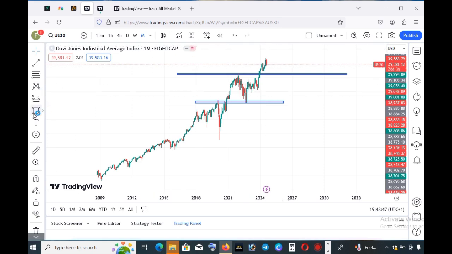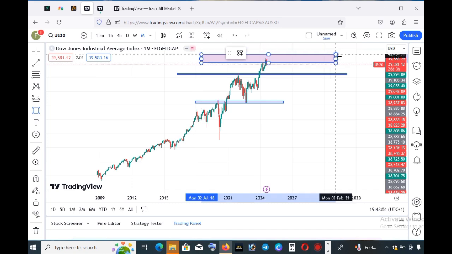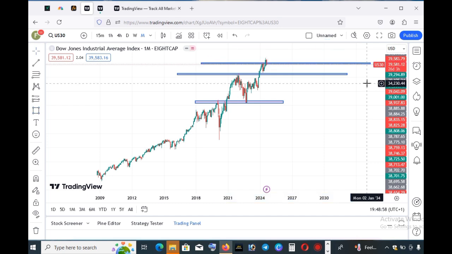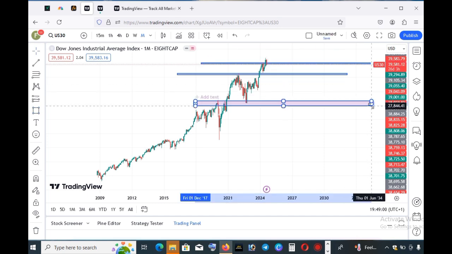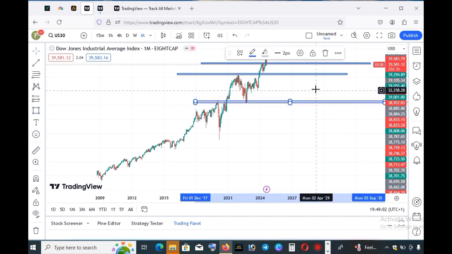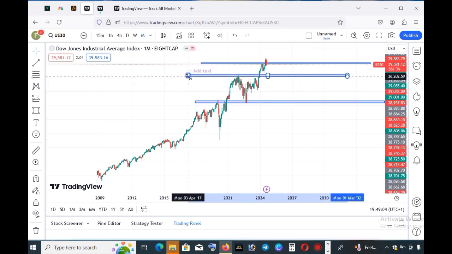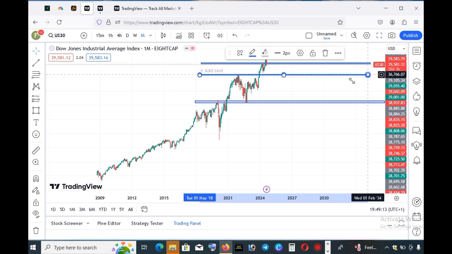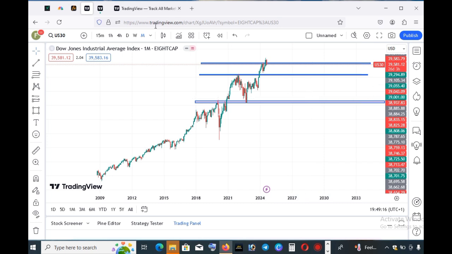Then the next key zone we are seeing here is this, even though it's still tiny, it's also a key zone. Here it's a key zone. These are key zones, a place where we have potential of reversal. Then let's go to weekly time frame.